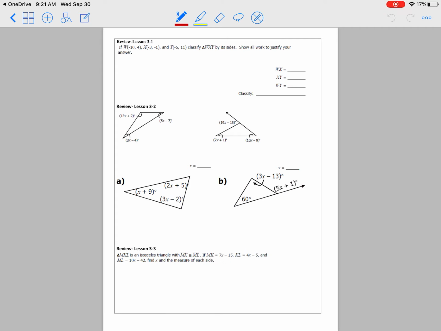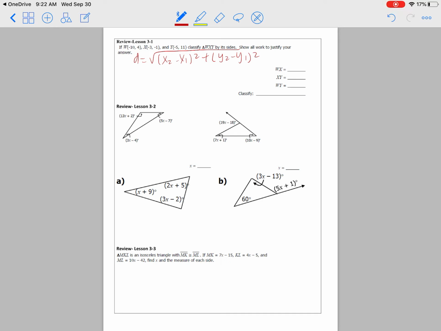And then I'm giving you problems for you guys to review. So you have problems from lesson 3-1, which is classifying triangles. You're going to use the distance formula for this one. Let me just copy it for you. x2 minus x1 squared plus y2 minus y1 squared. You find the length of each one of the sides of the triangle, and then you decide if it's scalene, isosceles, or equilateral.